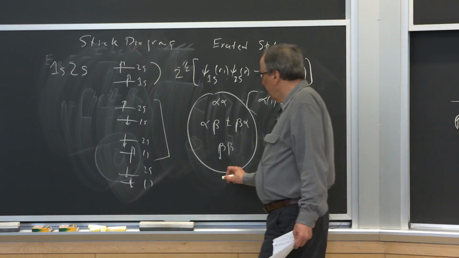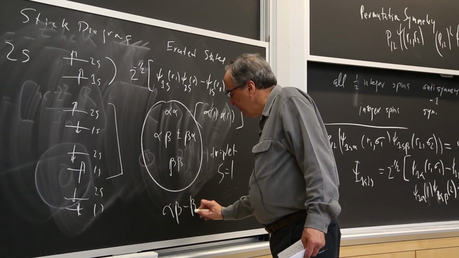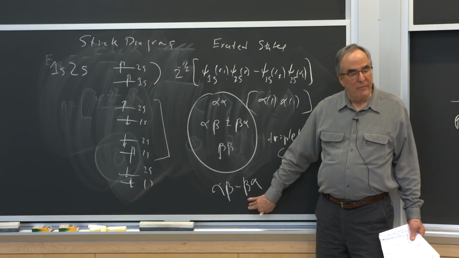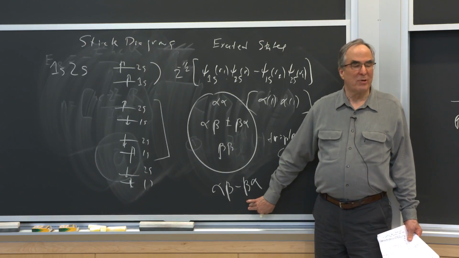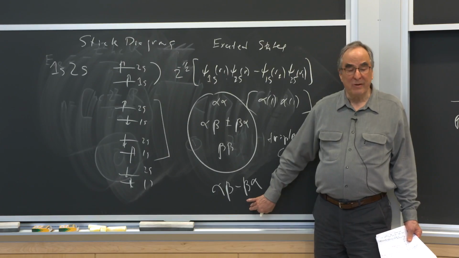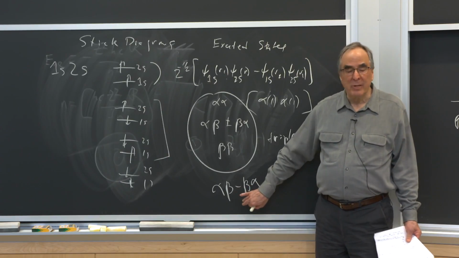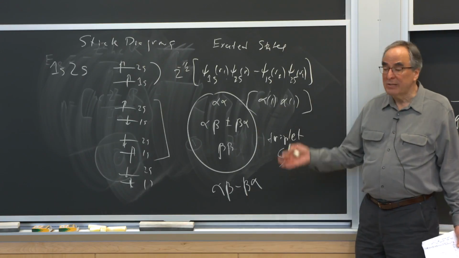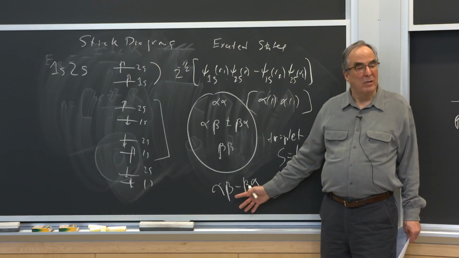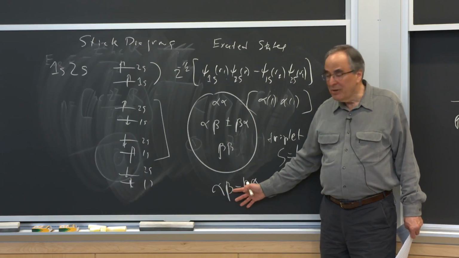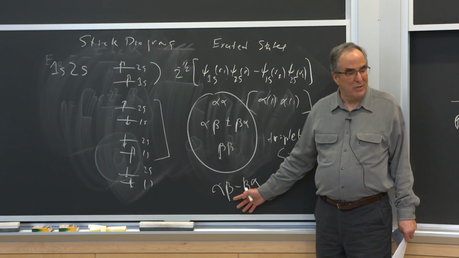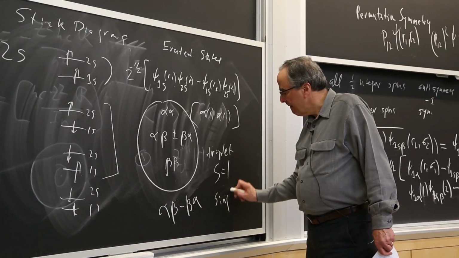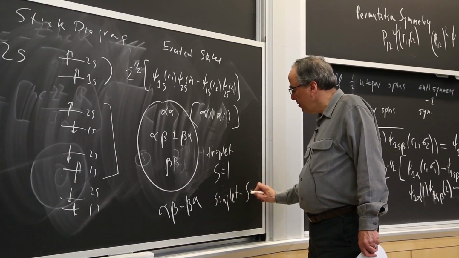And there's one, alpha beta minus beta alpha, which is antisymmetric and is associated with a different spatial function, which is symmetric. And it has to have a different energy because the Hamiltonian operates on the spatial part and not on the spin part. So antisymmetry has forced you to have two different spatial wave functions, and that guarantees that these will have different energies. And since there's only one of them, we call it a singlet, and it corresponds to S equals 0.